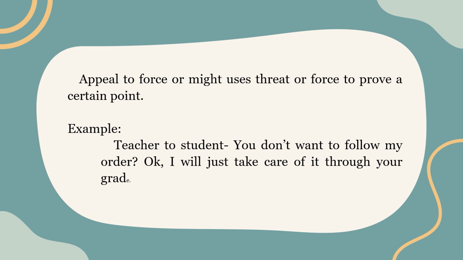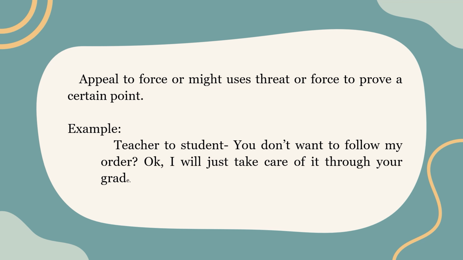or persuade someone. In the given example, the teacher uses the threat of affecting the student's grade to make them comply with an order. This fallacy substitutes reasoned argument with coercion and intimidation, making it an unjust and ineffective means of persuasion that fails to address the issue at hand. Arguments should be based on logic and reason, rather than threats or force to be considered valid and fair.